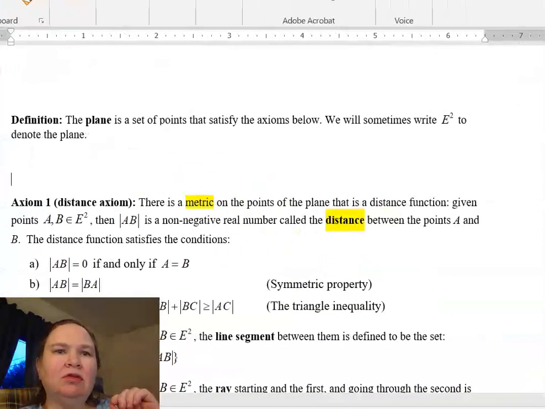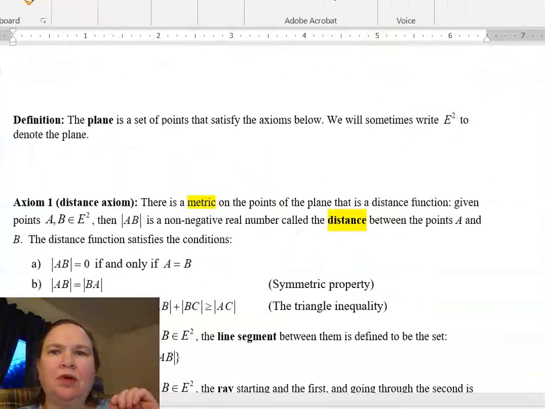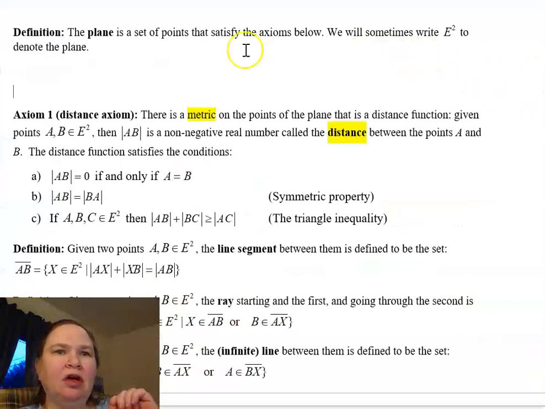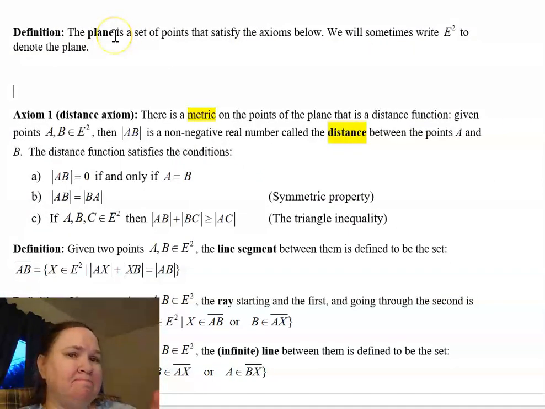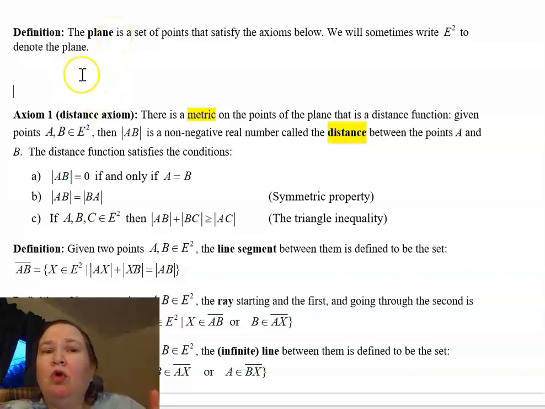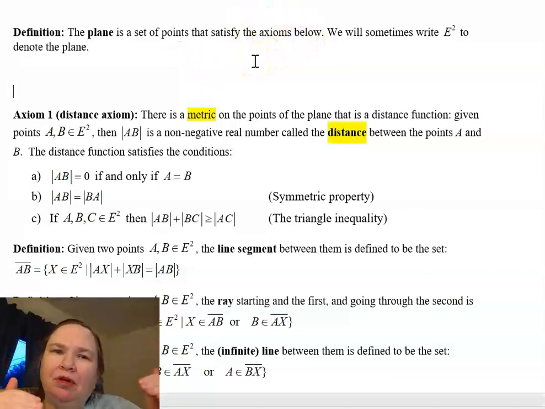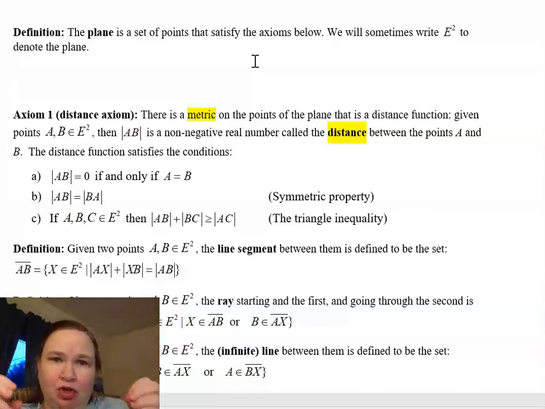So the first thing to notice here is that we have the definition of a plane, and there isn't very much to this definition. Most of what we're going to say about what it means to be a plane is going to come in the axioms we write. Axioms are a set of properties that we say are the building blocks of the type of mathematics we're going to do right now.